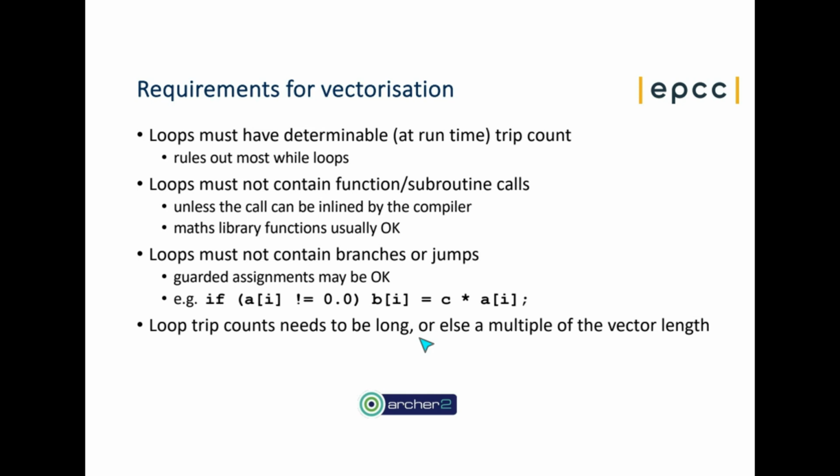So if the loop's very long, then those sequential instructions at the end don't matter very much. If the loop length doesn't divide nicely by the vector length, but we have a big long loop, thousands of iterations, or even hundreds, then having a few sequential instructions at the end doesn't really matter. But if the loop is short, then it's only going to work very well if the loop is a multiple of the vector length.